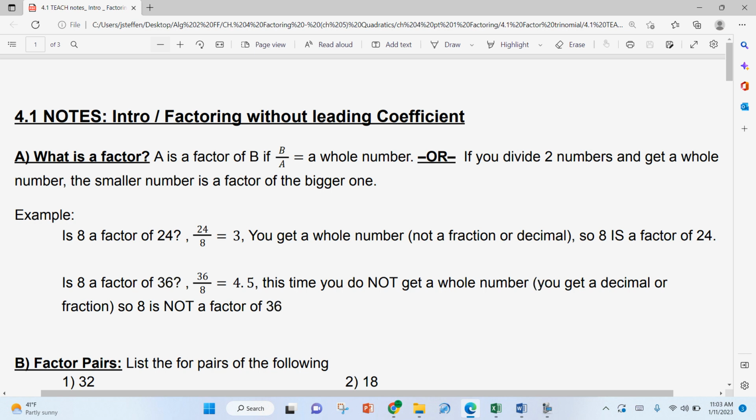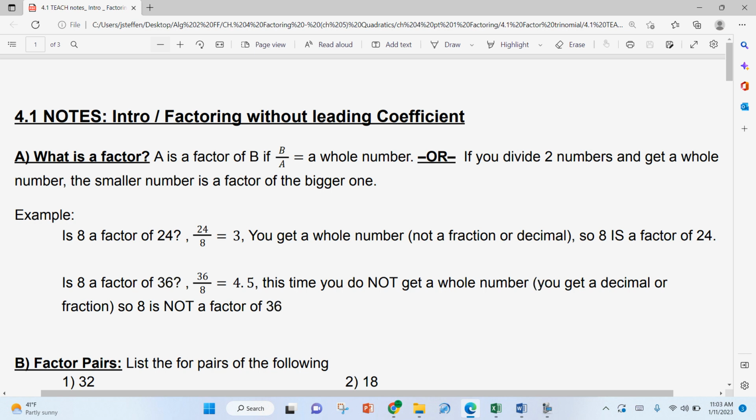So is 8 a factor of 24? Well, if you don't know, the way you do it is take 24 divided by 8. Is that a whole number? Most of you don't have to use your calculator. You know, oh yeah, 8 times 3 is 24, which means 8 is a factor. 24 divided by 8 is 3. That's a whole number, so 8 is a factor. Also, 3 is a factor, because 24 divided by 3 is 8. So if you divide it, you get a whole number.